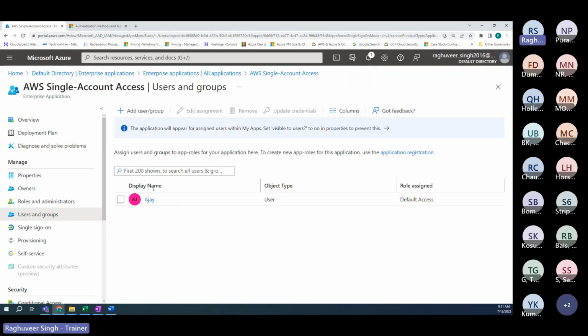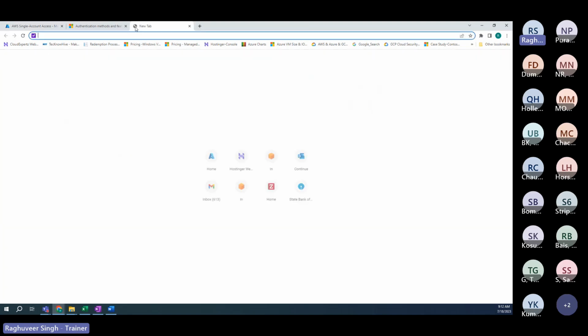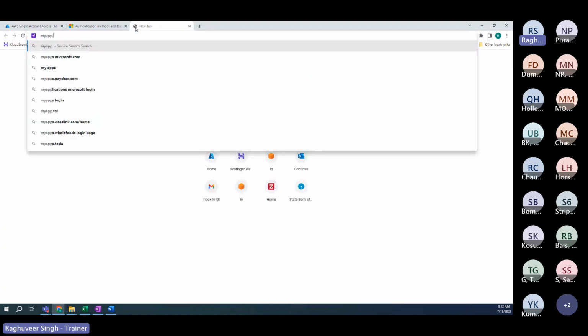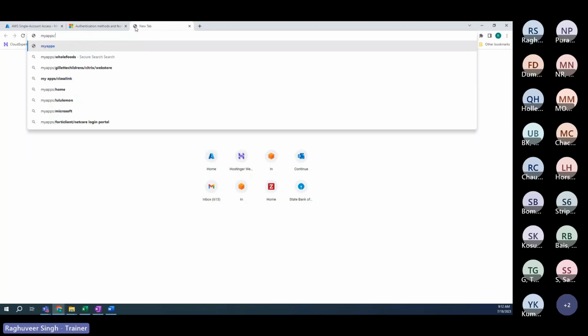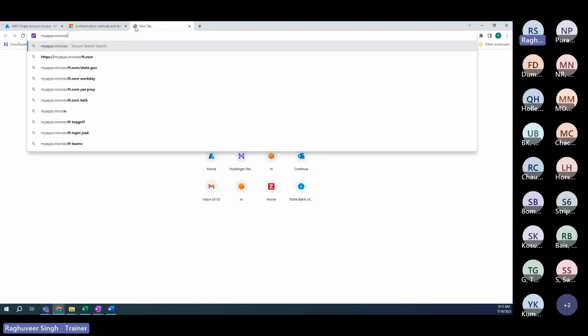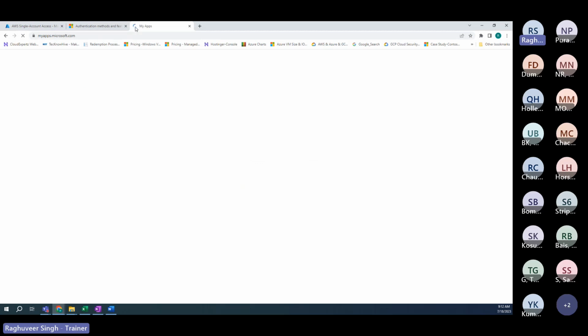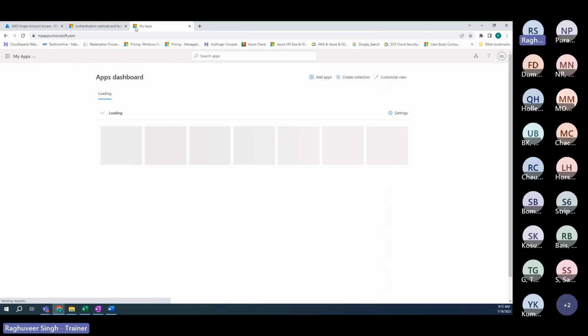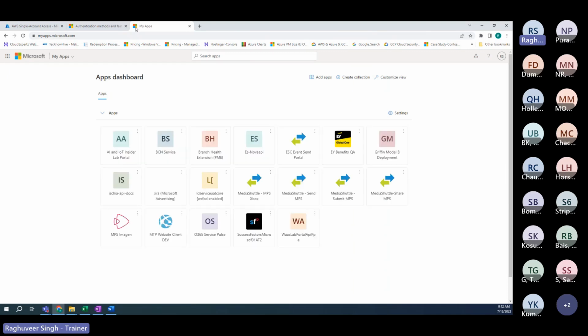Now what will the user do? The user will click on this and type this URL, myapps.microsoft.com. When the user types this URL, they will see all the applications that have been configured for single sign-on, which means the user identity will never exist in the enterprise application. The enterprise application will only use Azure Active Directory to authenticate the user and provide appropriate access.